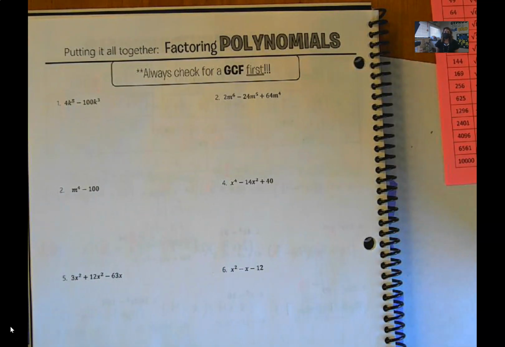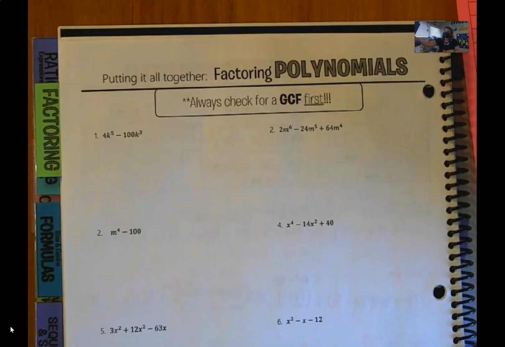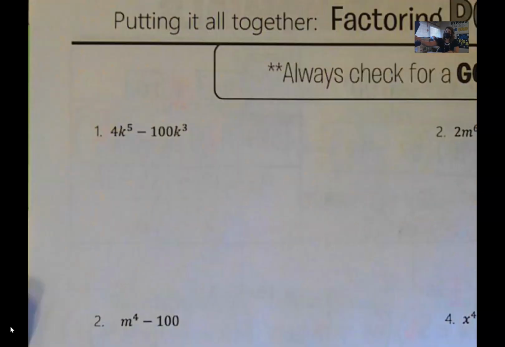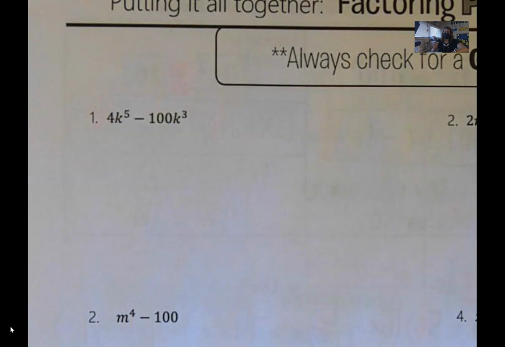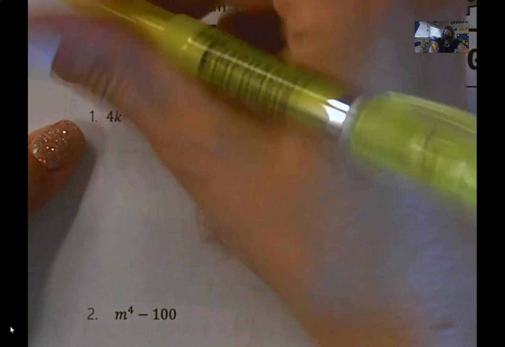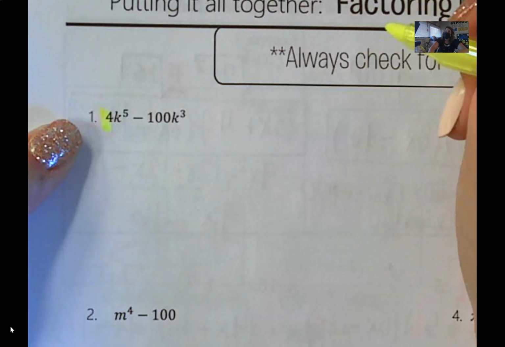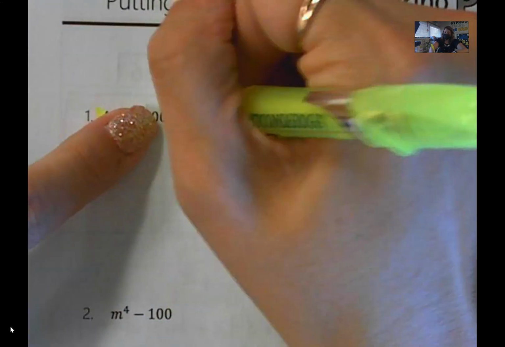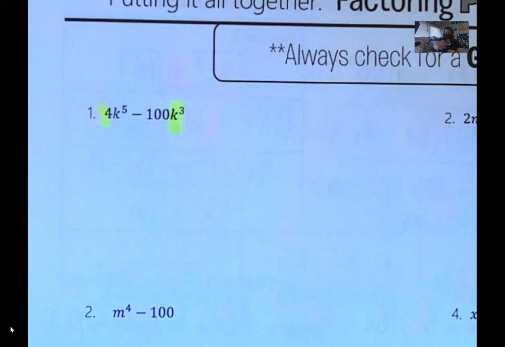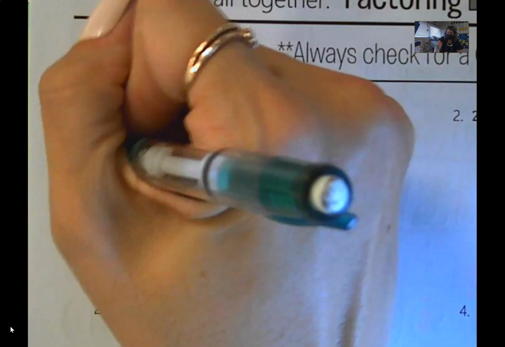This is called factoring completely or factoring polynomials. So we are going to start on number 1. So the first thing that we always do is check for a GCF. The way that we check that is we say, okay, is there a number on the front? Yes. Is there a letter on the end? Yes. So we're going to pull that out. We're going to take out a 4k to the 3rd.